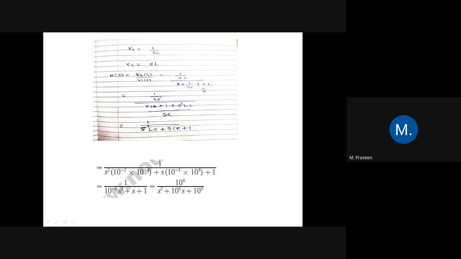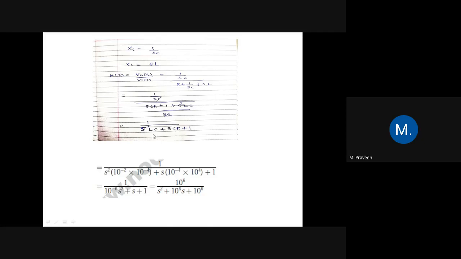R plus 1 by sC plus sL. So in numerator we are having 1 by sC. In denominator, if you take sC common, then you will be getting, cross multiply, sCR plus 1 plus s square LC divided by sC. Okay, so now sC and sC will be cancelled. So therefore, H of s is equal to 1 divided by s square LC plus sCR plus 1.